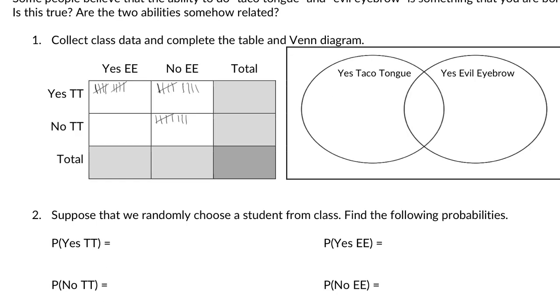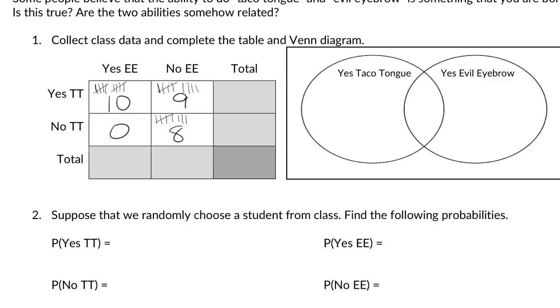Okay, so we've tallied up our class, which means that for our yes, yes, being able to do both, there were 10 people in class who could do both. There were 9 people who could do taco tongue but not evil eyebrow. There were no people who could not do taco tongue but could do evil eyebrow. And there were 8 people who could not do either.